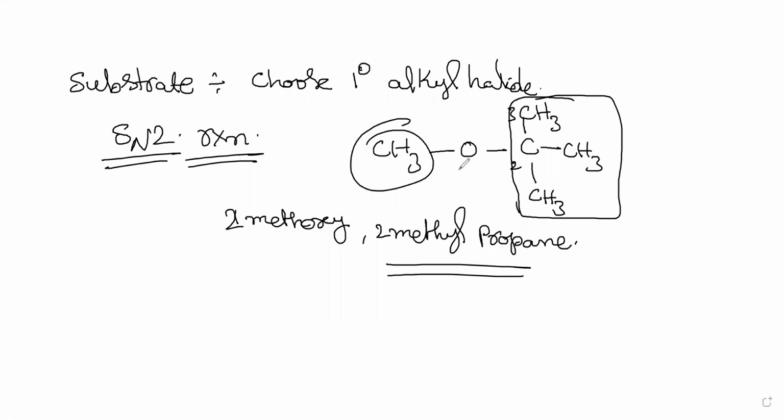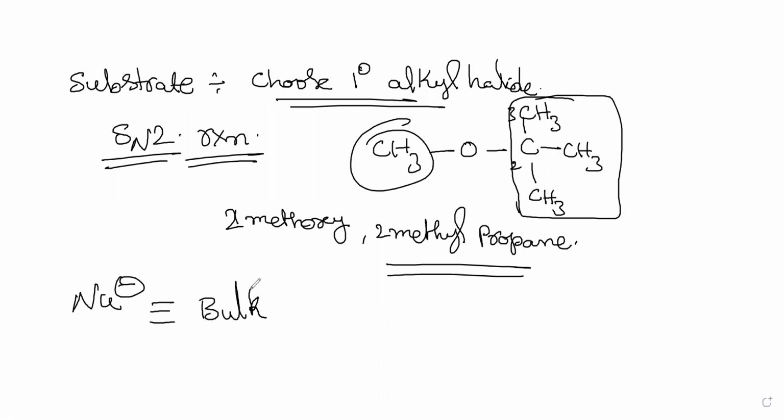So for that, what is the process? Choose always a primary alkyl halide as the substrate. The nucleophile is a bulky one. The nucleophile is always a bulky group. This is always the good thing. I will tell you what that is one by one. Let's note this first.